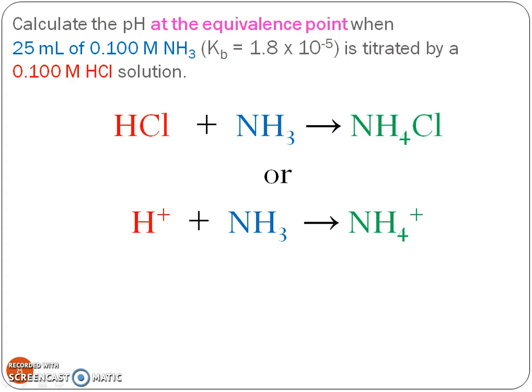If we are calculating the pH only at the equivalence point, we have our weak base of ammonia, 25 milliliters of 0.1, and we're titrating it with a strong acid, HCl. How do I know? This is on the list. This is not. So why did they give us a Kb? Because we're starting out with a weak base.